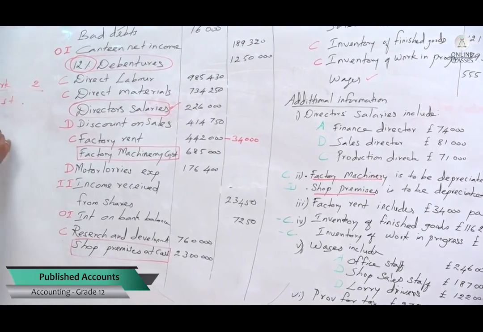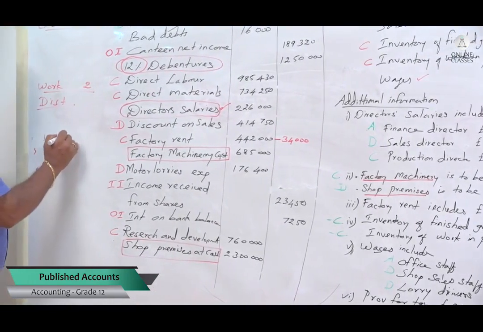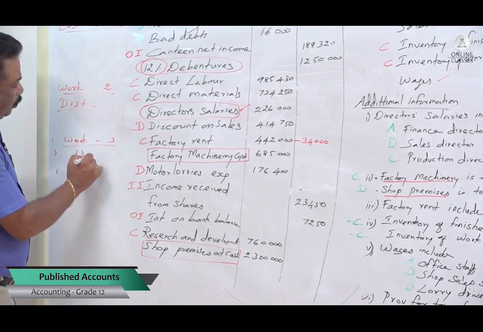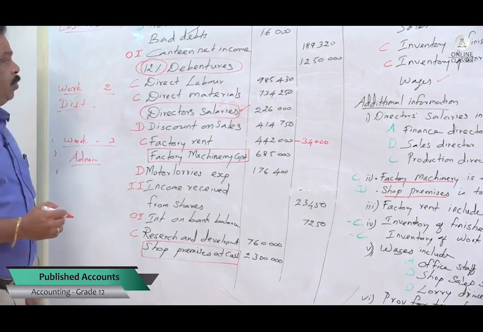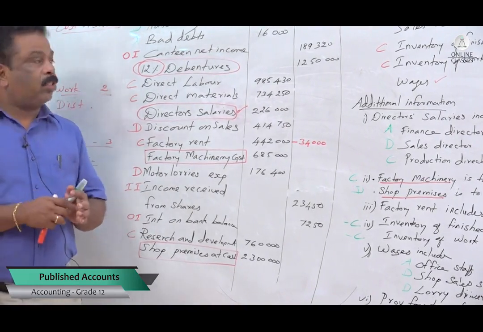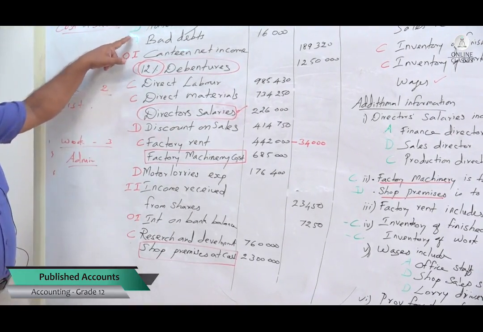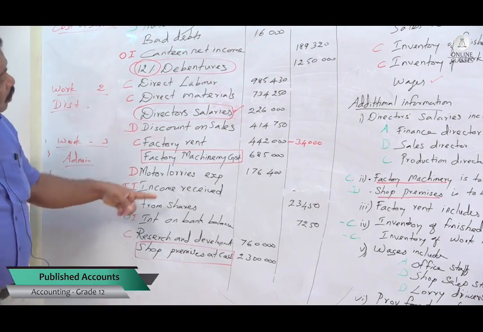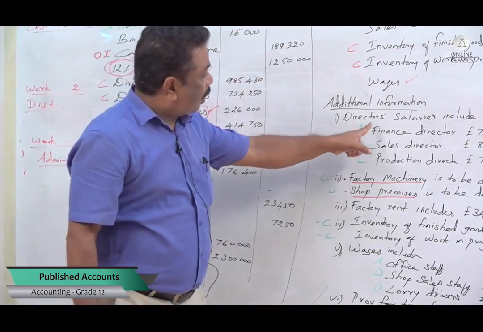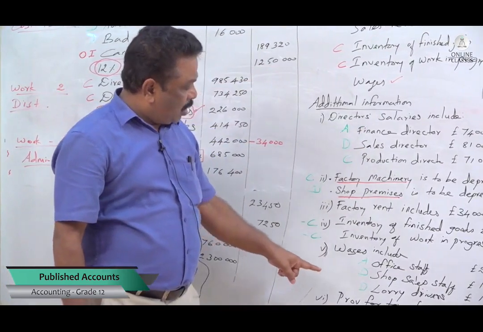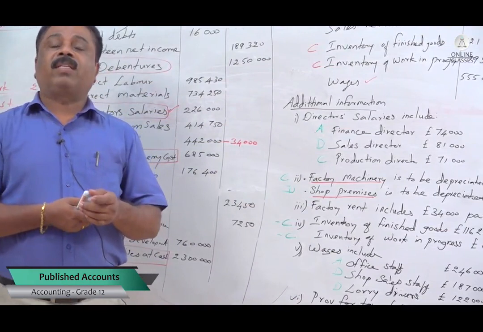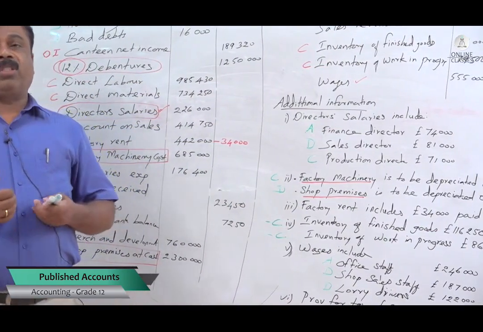The next working note, 3, that is administration. Under the administration costs, take out all the A items: bad debts. Then you can come back here, salary for finance director and wages of office staff. Then total it, you will get the administration costs.